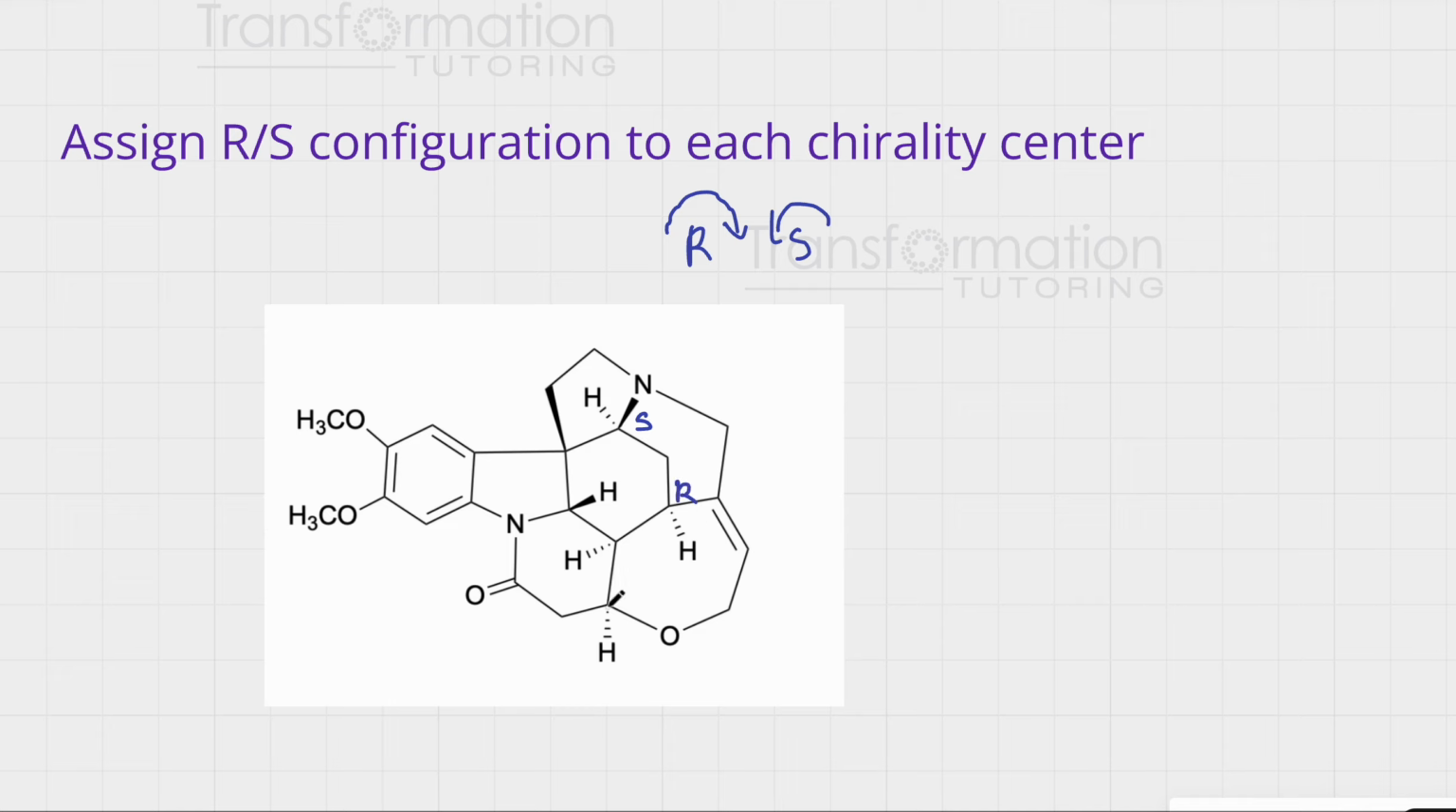Let's continue. Let's go to this. Again, hydrogen is number 4, and I have oxygen, carbon, carbon. Oxygen has the biggest atomic number, so it's 1. This carbon is attached to 1 more carbon, and this carbon is attached to 2 other carbons. So this would win, and this would be 3. Now I connect 1, 2, 3.